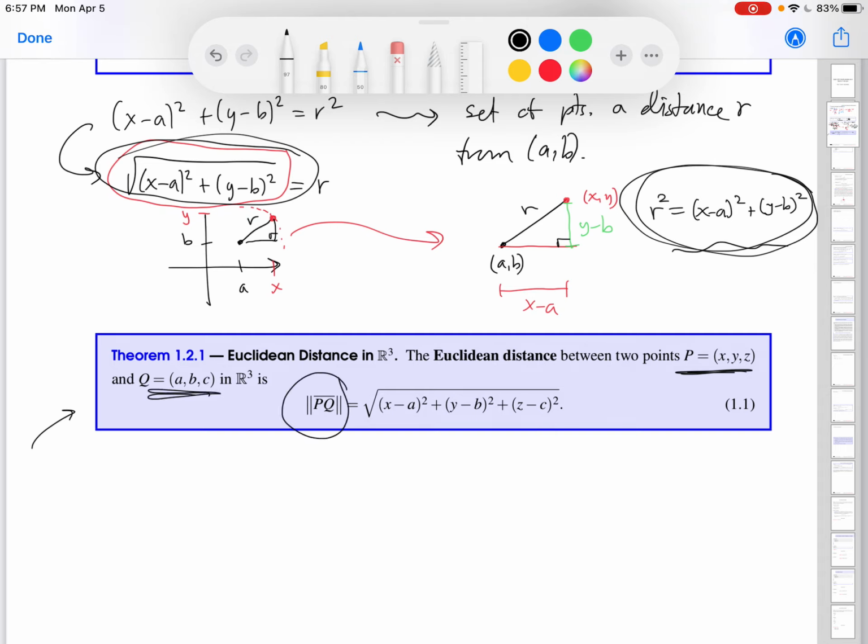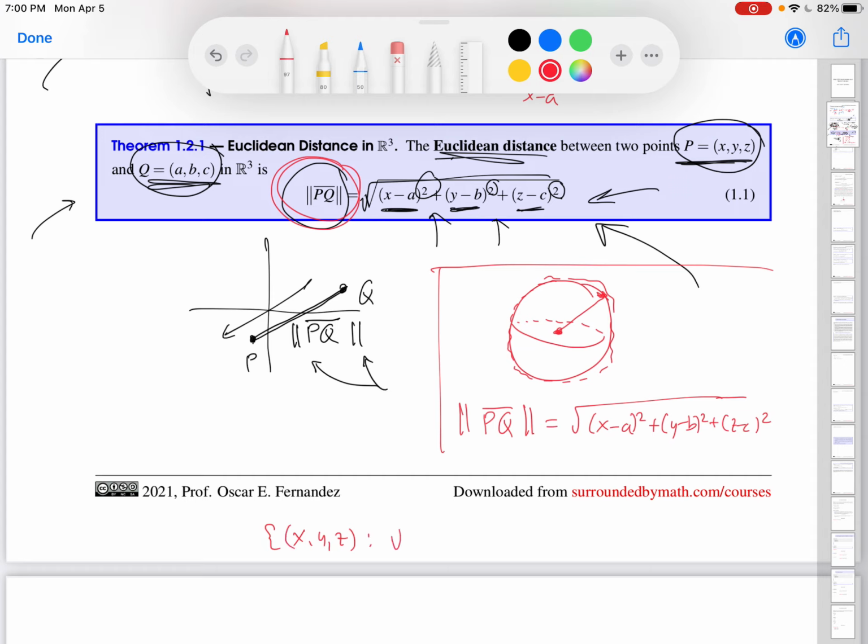So if I go back to this notion of the points PQ, the line segment distance, being the square root of these sums of squares, I can then say, okay, great. What if I look at the set of x, y, z such that the square root of x minus a squared plus y minus b squared plus z minus c squared equals the same number r?